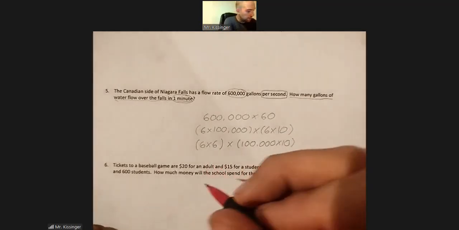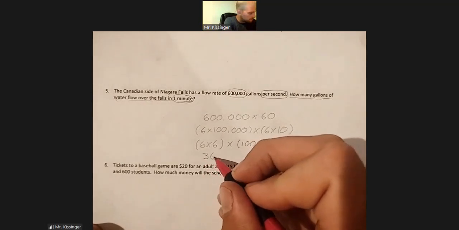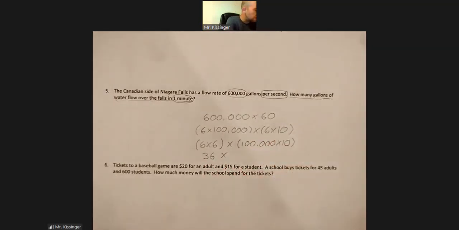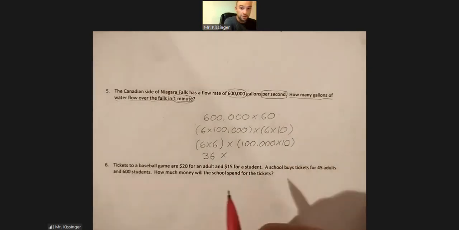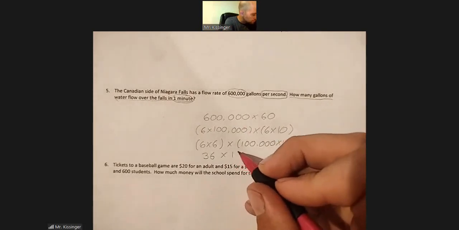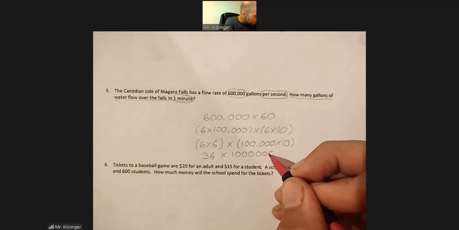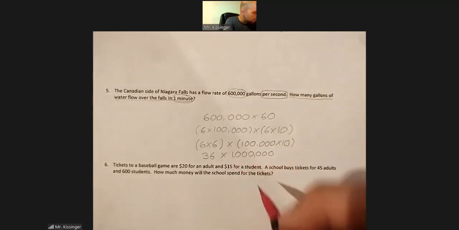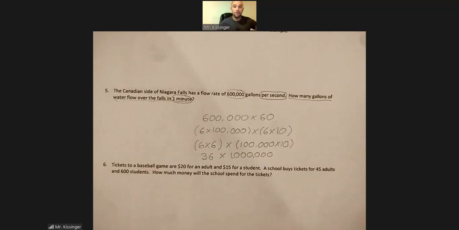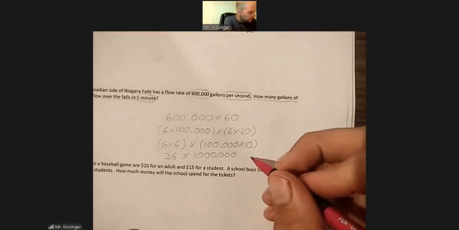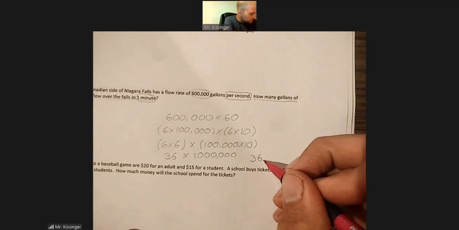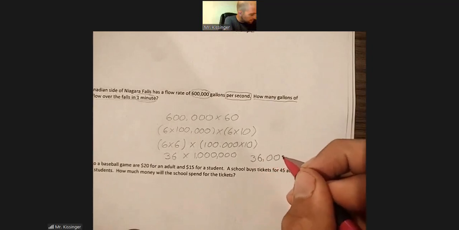6 times 6 we know is 36. And we're multiplying by 100,000 times 10. We're multiplying by 10, so we'll add a 0. It gives us 6 zeros altogether. A 1 followed by 6 zeros is 1 million. We're left with 36 times 1 million, or 36 millions. Our final answer will be 36 million. 36 followed by 6 zeros.